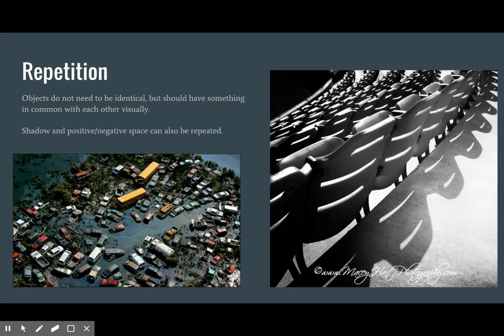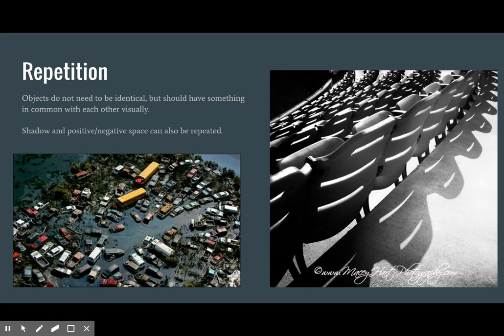Or it can have a more disjointed feeling of rhythm. You can repeat things, but they don't have to be in order. If we look at this picture taken after Hurricane Katrina again, we do have things that are repeated. They're all vehicles. They are all rectangular. However, they are pointed different ways, and they are different sizes and different colors. But still, there is repetition.